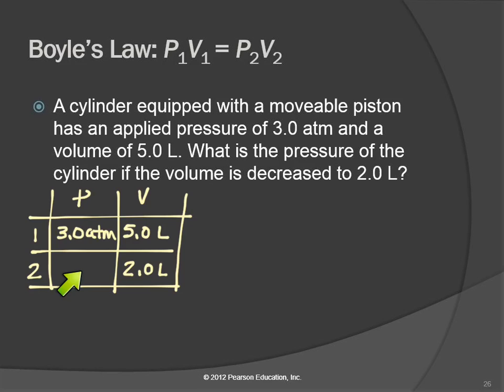And we have this empty box. That's the question, what's the pressure? So we're going to label that box P2. This is P1, this is P2, V1 and V2. So you put it in a box like that, a table, and then it's much easier to keep track of what's what. Any questions about how I did that?